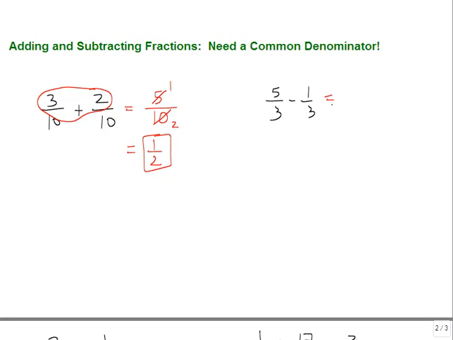Okay, now let's try subtraction. 5/3 minus 1/3, they have a common denominator of 3, and if I subtract the two numerators, 5 minus 1 would be 4. And 4 and 3 do not share any common factors, so this is already reduced.